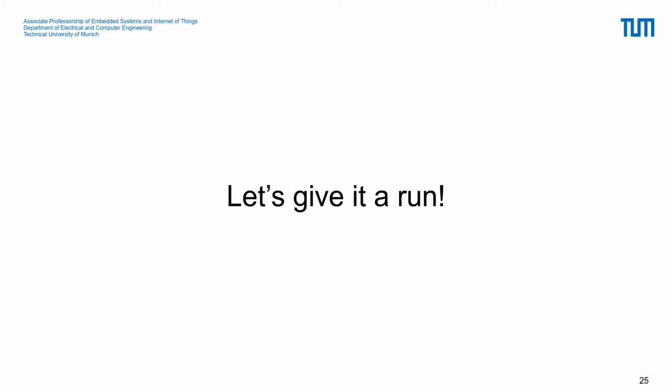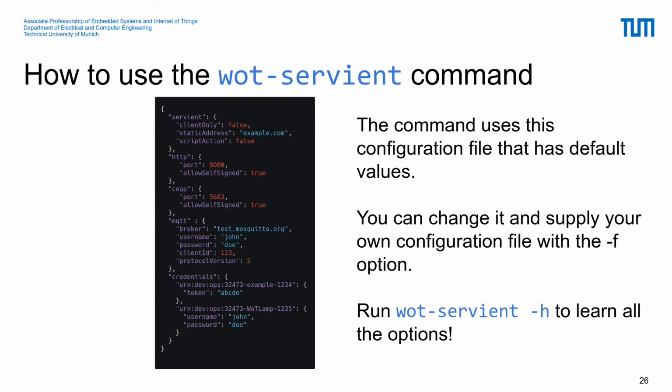And the wot-servient command, we could then also explain it. The wot-servient command uses a configuration file that looks like this. If you ever type wot-servient -h, you would see the different options. And you can also give a custom one by specifying with the -f option. And here you see some examples such as the static address, the port numbers, the broker URI for MQTT, the credentials if I need to interact with a thing that has some authentication mechanism, and so on.